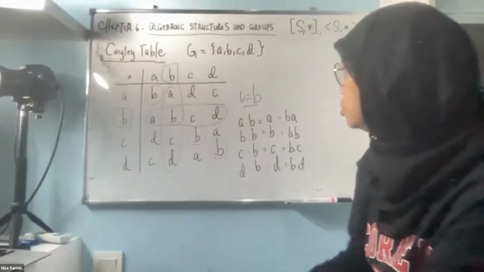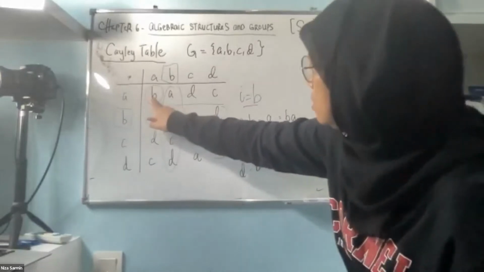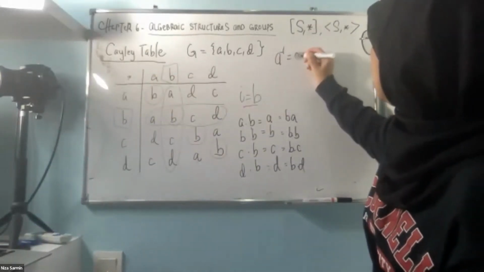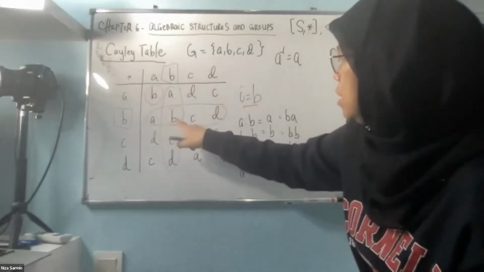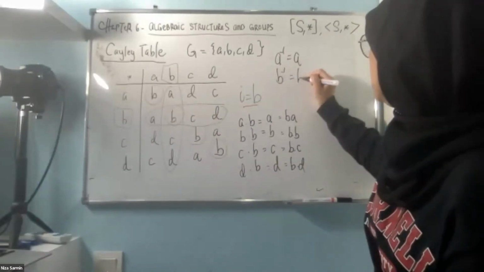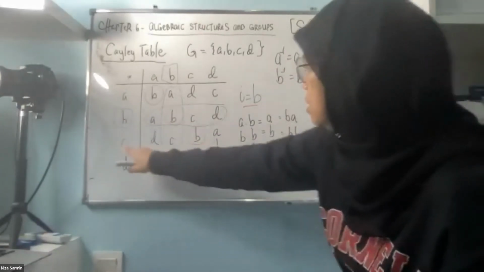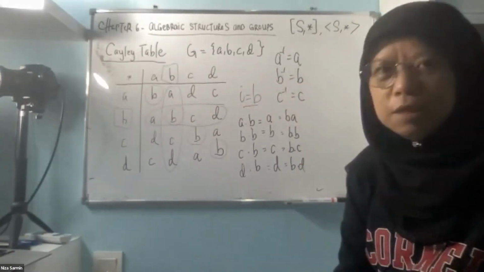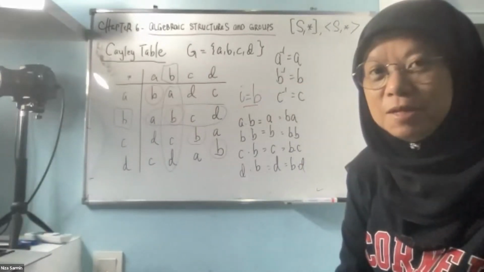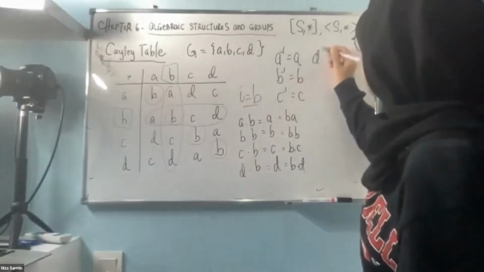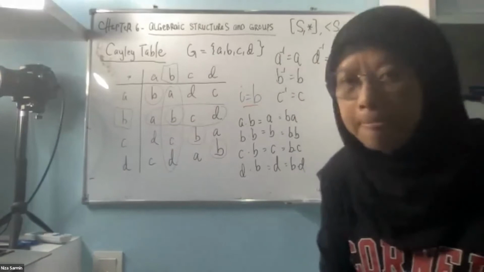So for the first row, A is the inverse of A. For the second one, B is the inverse of B. For the third one, C is the inverse of C. This is a unique example. It's not necessarily the same. And D also, right? D inverse is D.